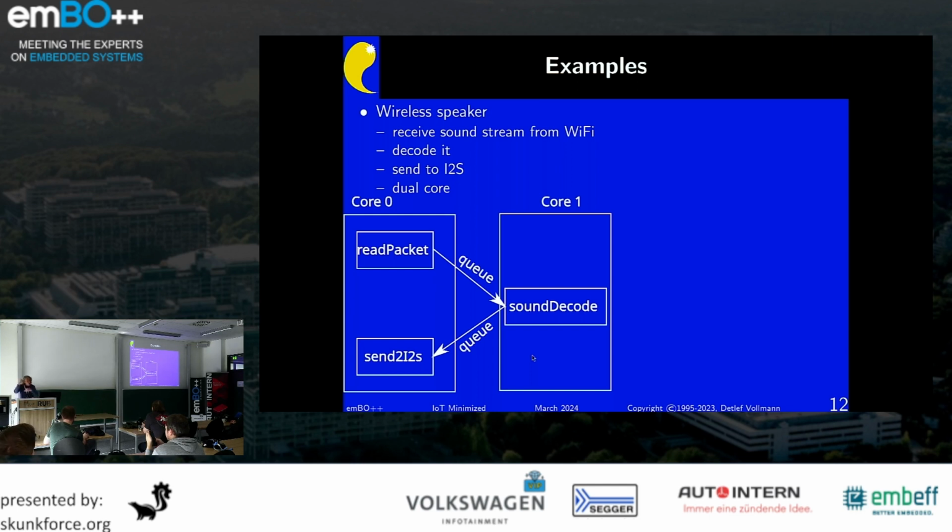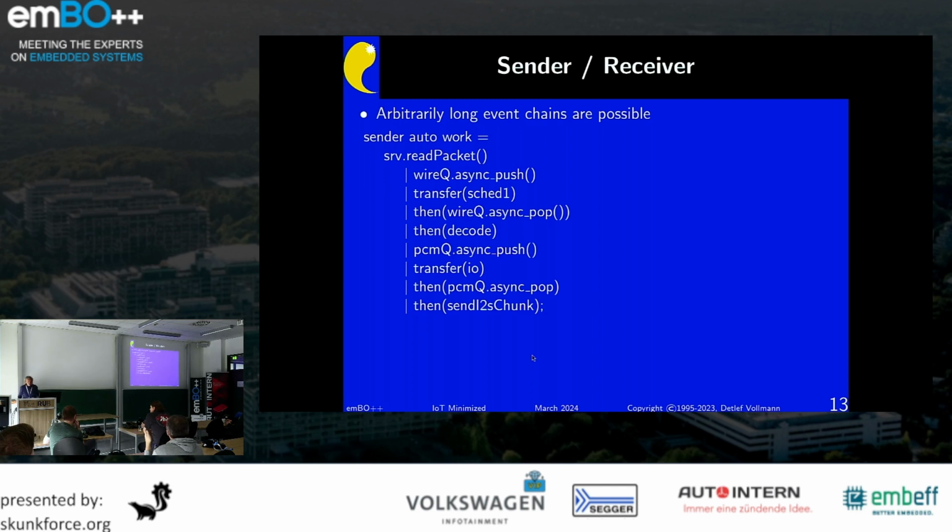So we have two queues in between. The first one is the wire queue with the packets from the network, and the other one is the PCM queue with the decoded packets. And it could look somehow like this. And if you look a little bit closer, you will actually find a lot of syntax errors and things like that. I never ran that through a compiler because it's not a good idea anyway. But it could look like this.